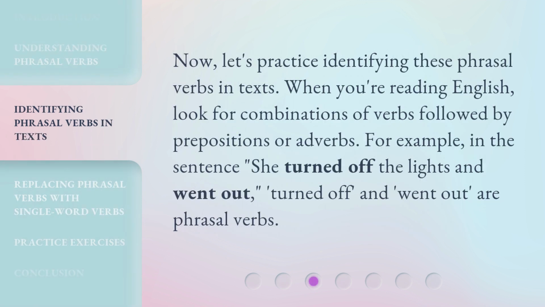Now, let's practice identifying these phrasal verbs in texts. When you're reading English, look for combinations of verbs followed by prepositions or adverbs. For example, in the sentence, "She turned off the lights and went out," turned off and went out are phrasal verbs.